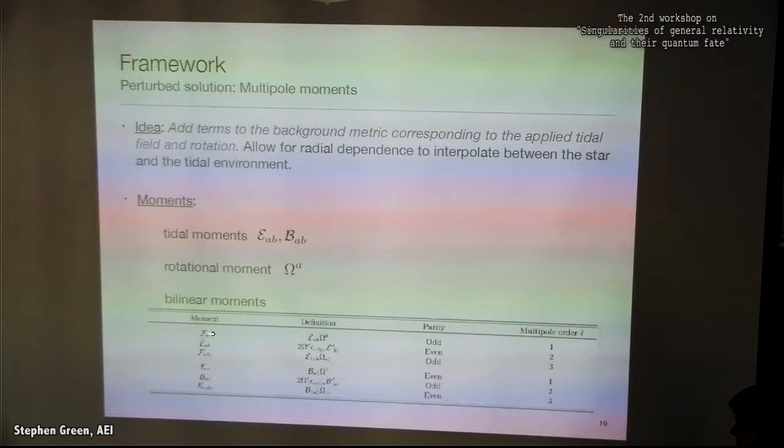So we just combine them in whatever ways we can and add these moments. So we have our moment, we call it F_A, which is the tidal quadrupole moment times the rotational moment, and that gives you a dipole perturbation, and it has a certain parity, this odd parity, and it comes in a particular multipole order. So this is what I said at the beginning. We generate dipole, quadrupole, and octupole bilinear moments, and we decompose them with respect to parity.